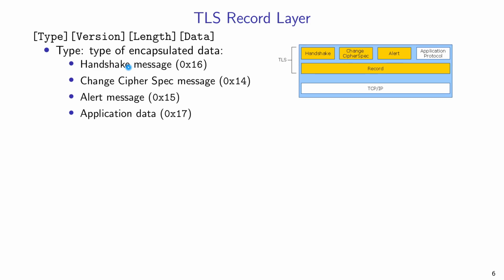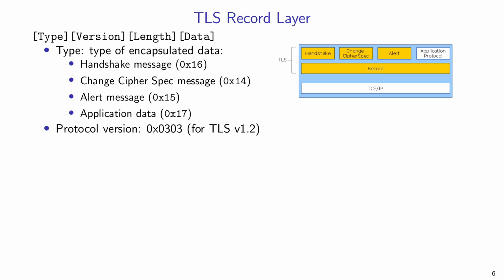Handshake messages are used to negotiate the TLS connection. As you saw, there are several types of handshake messages that can be contained here. The Change Cipher Spec message is used to signal to the other side that the messages that will follow will be encrypted using the negotiated parameters. The alert message is used to send warning and error messages, and the most important, application data, will contain the encrypted application data, for example, HTTP protocol requests and responses.